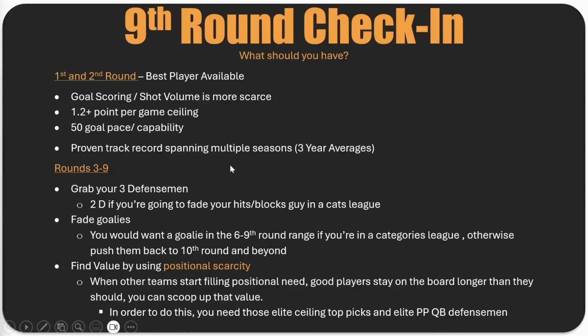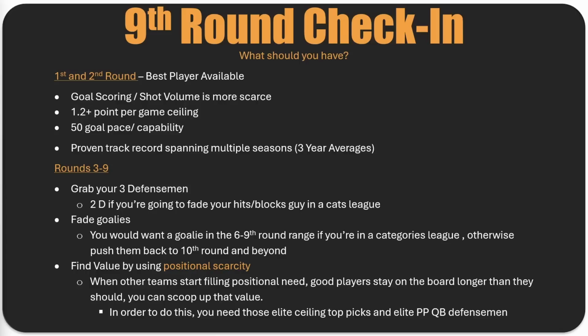But within the third round to the ninth round range, or even the second round if you're going to get one of those elite defensemen, you want to grab your 2 power play quarterbacks. Obviously, the guys who are quarterbacking those elite level power plays are going to be more valuable. Guys like Makar, Adam Fox, Quinn Hughes. Those are guys that are getting a ton of power play points. Evan Bouchard stepped up last year and was immediately valuable for you if you drafted him last year. So you want to make sure you have at least those 2 elite power play quarterback defensemen.